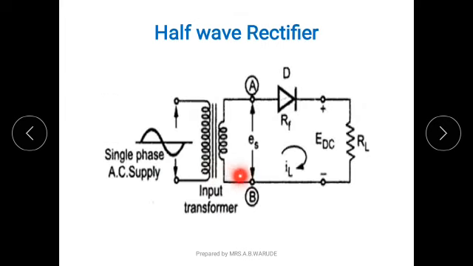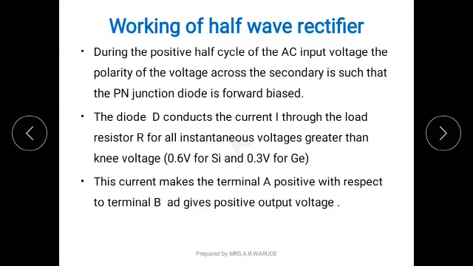This diagram shows the half wave rectifier. For construction of half wave rectifier, we will use a transformer, then a single diode and one resistor called a load resistor, and this arrow shows the direction of flow of current. Now we see the working of half wave rectifier.